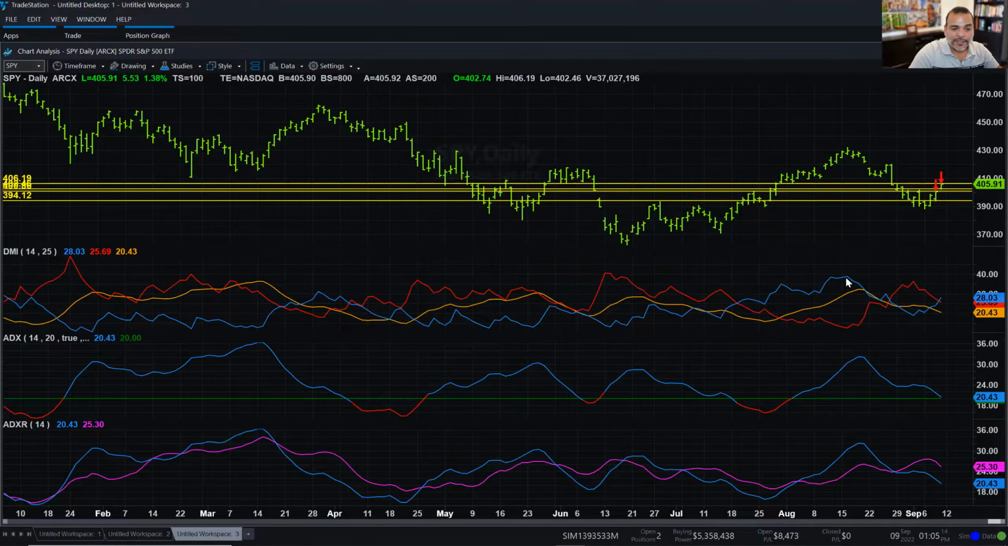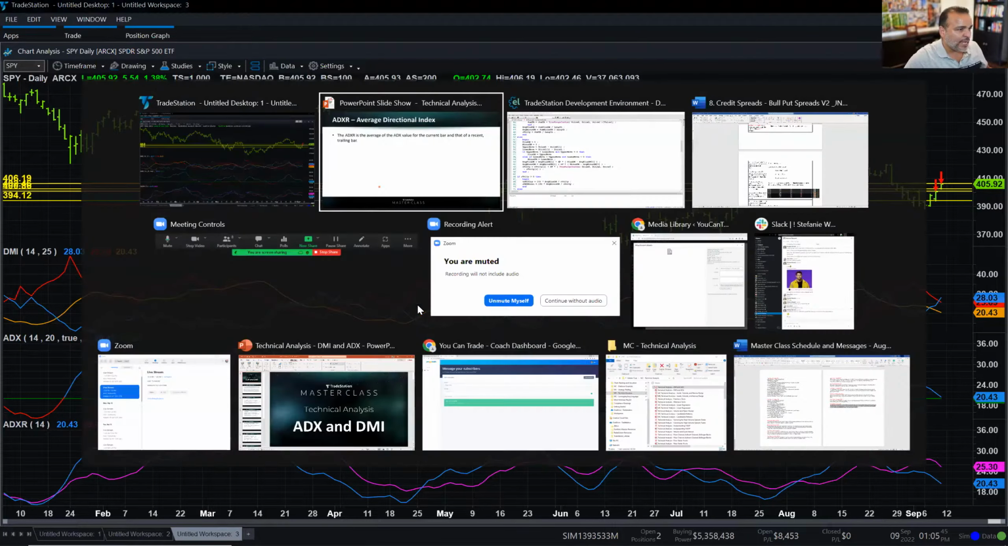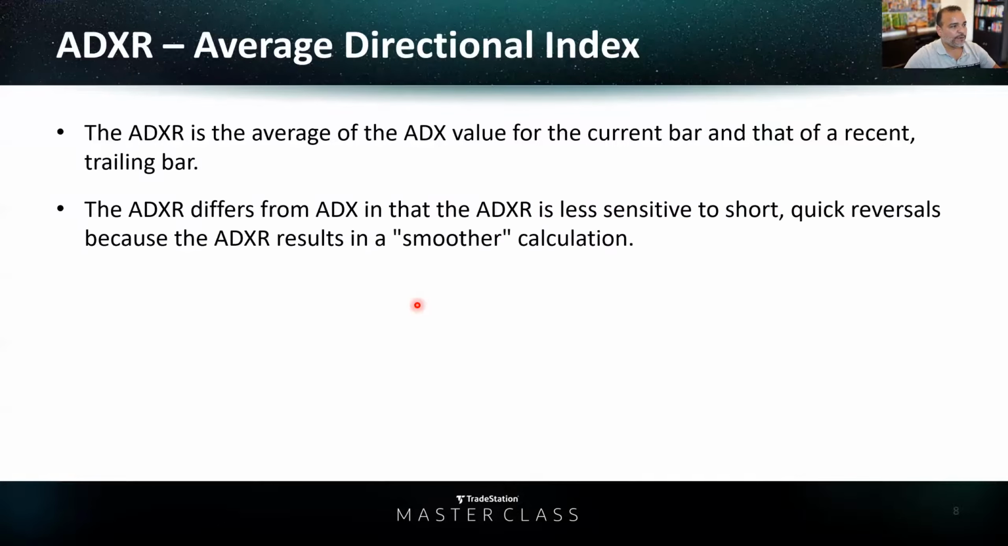Whenever the DMI plus is above the DMI minus, we are in a bullish market. And whenever the DMI minus is above the plus, we are in a bearish market. So a combination of all those three lines is what tells you direction and strength. The other two indicators, ADX and ADXR, are just a measurement of the trend. Is it moving fast enough? If it's slow, if there's no trend, that's what the ADX and the ADXR are trying to give you.